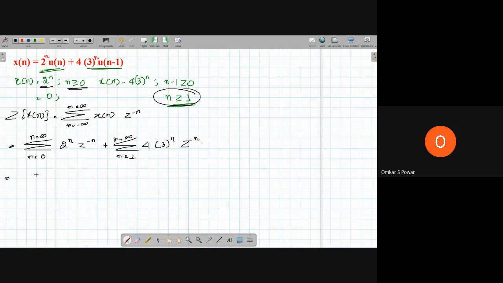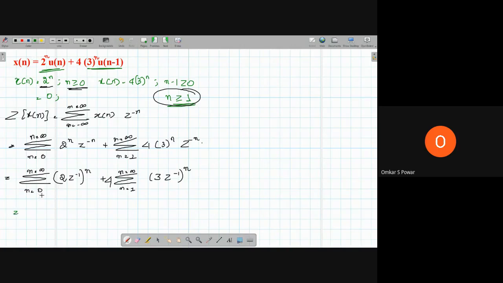So we can simplify this one further as summation n varies from 0 to infinity of 2 z to the power of minus 1 whole to the power of n, plus summation n varies from 1 to infinity. So this 4 I'll bring it outside, 3 z to the power of minus 1 whole to the power of n. So now we will simplify this one using this formula.